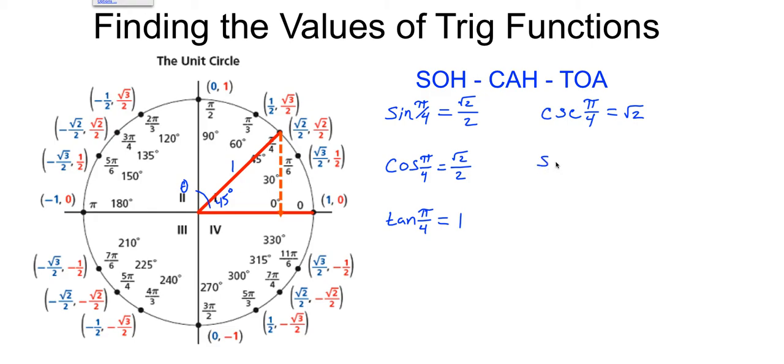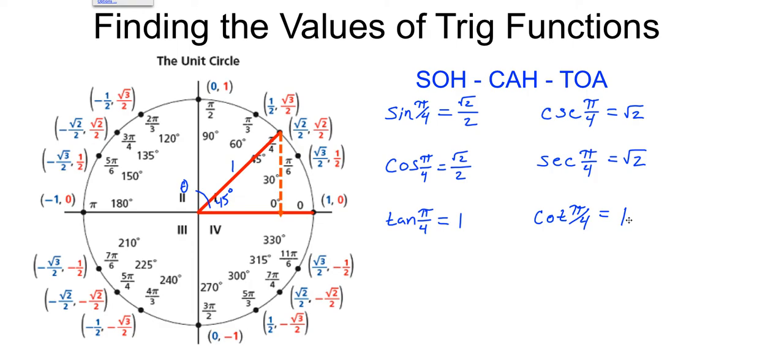The secant, because the cosine and the sine are the same, so when I take the reciprocal over here, it's still the same. So the secant of pi over 4 is also going to be root 2. And then you can probably guess that the cotangent of pi over 4 is also going to equal 1, because it's just going to be the cosine over the sine, the reciprocal of the tangent here. This is also just going to come out to be 1.